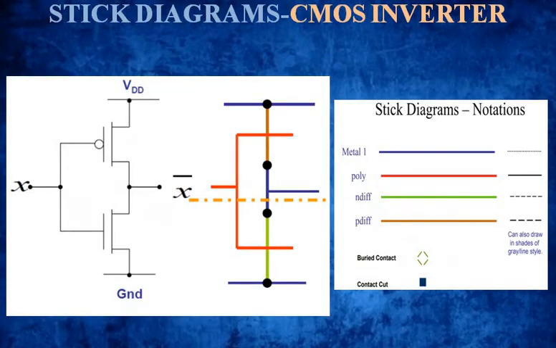We'll see one example. See, stick diagram for CMOS inverter. Directly, first I have given the CMOS inverter, then next we'll see the NMOS inverter example. So what is a CMOS inverter? It is nothing but the combination of your NMOS device as well as the PMOS device. Here I have given the table for the notations of your stick diagrams.